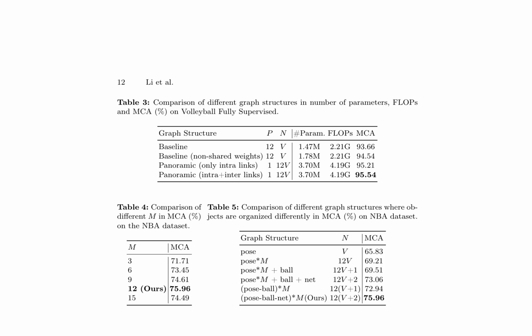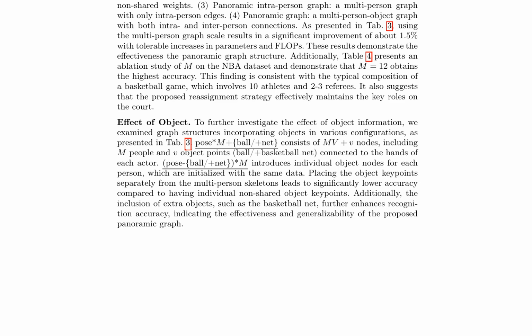Furthermore, the authors investigate the effect of object information on the graph structure, exploring various configurations. Table 5 presents the results, showing that incorporating object keypoints, such as the ball and basketball net, enhances recognition accuracy. Specifically, the pose M plus ball plus net graph structure, which includes M people and V object points connected to the hands of each actor, achieves higher accuracy compared to separating object keypoints from the multi-person skeletons.